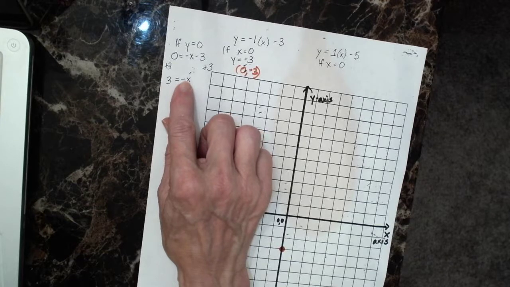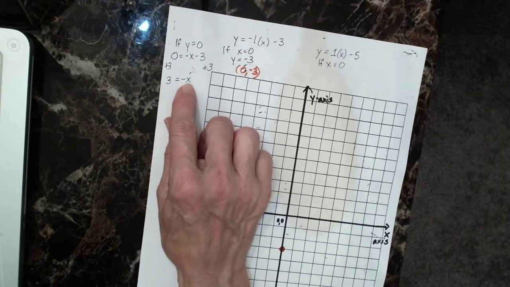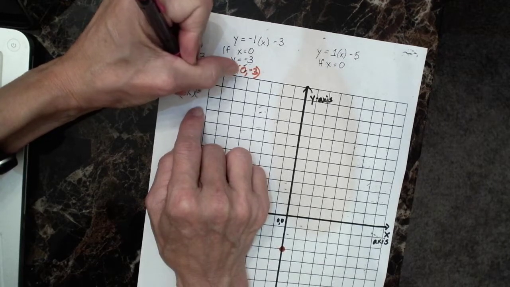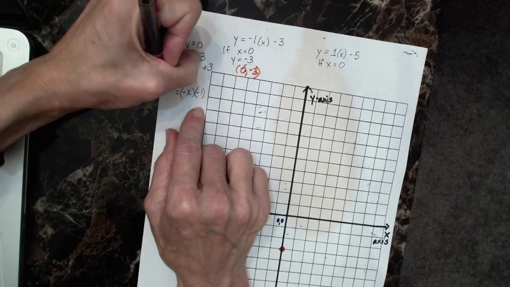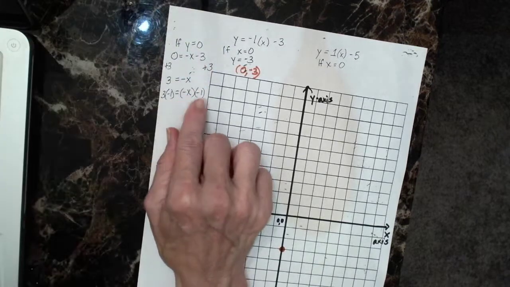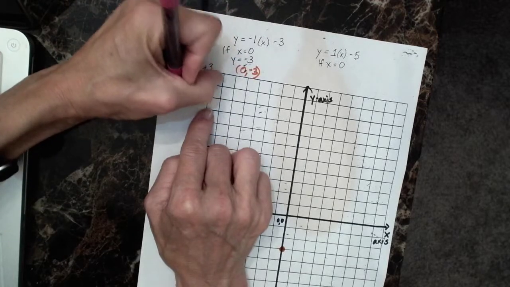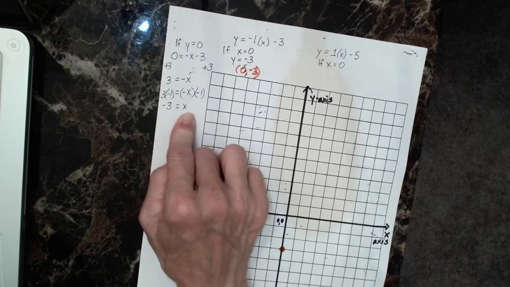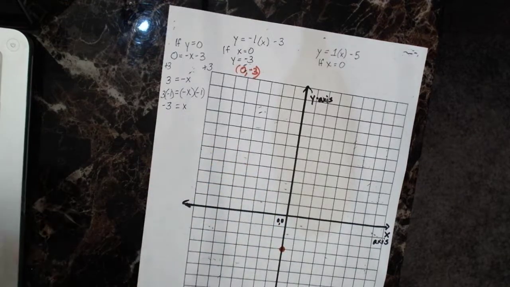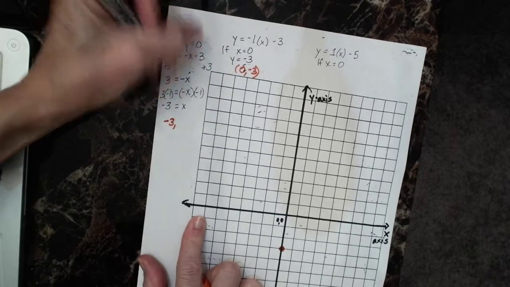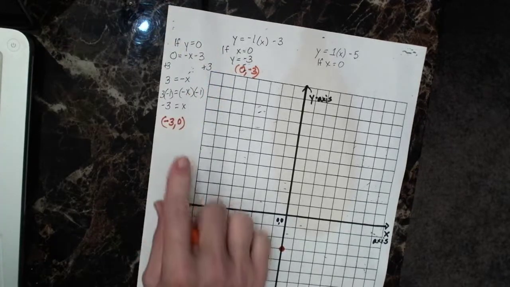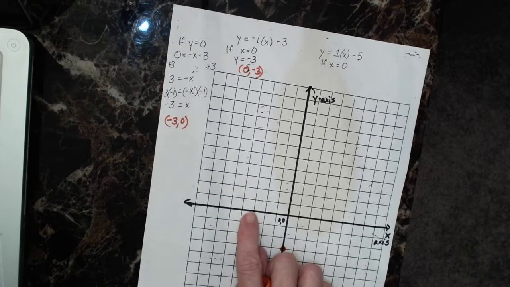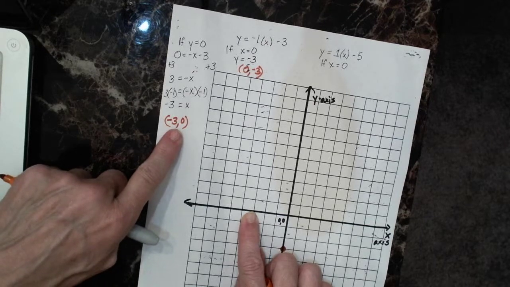But we don't want negative x, we want x. So we have to multiply both sides by a negative 1, because a negative times a negative is a positive. So negative x times negative 1 is just x equals negative 3. So now we have the ordered pair, negative 3, comma, 0. So we can plot that point. So we start at 0, 0, go over 1, 2, 3, and then we move up, not at all.